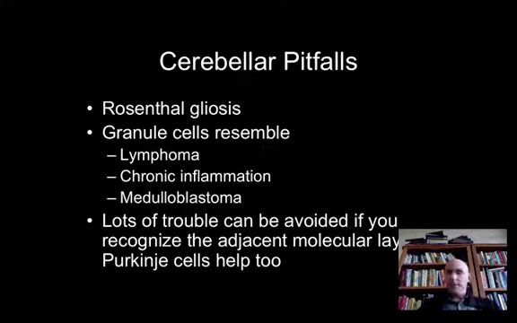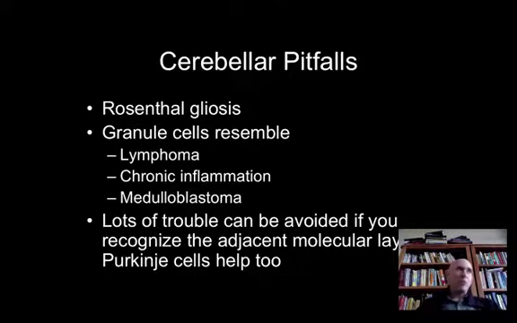Granule cells, those little tiny cells, can be mistaken for a variety of things, and often are mistaken for a variety of things, including lymphoma or chronic inflammation, and occasionally even medulloblastoma. So if you get a sample from a child's posterior fossa and it's very cellular, look very carefully to make the distinction between granule cells, which are ordinarily not ugly and mitotically active, and diseases like medulloblastoma.